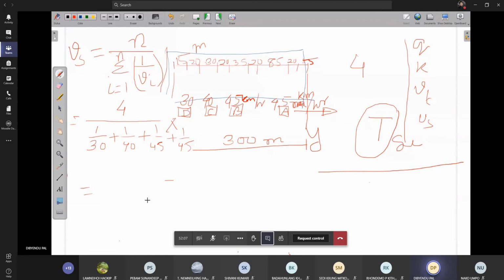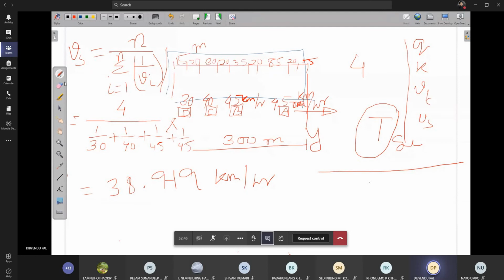What is this value? Just calculate it. I don't have the answer. Can you do the calculation? 38.919. What is the unit? Kilometer per hour. So this is one way I can calculate it: 38.919 kilometers per hour. The other way I can also do the calculation.